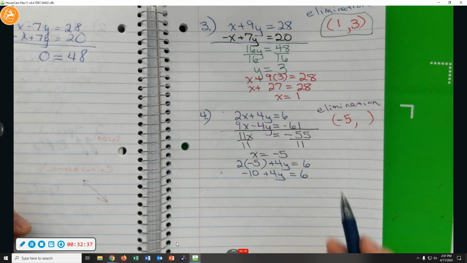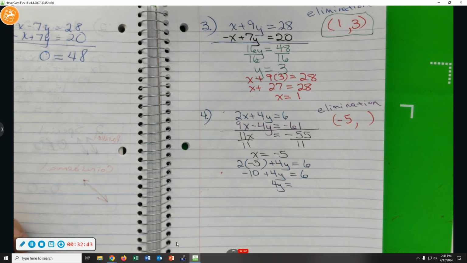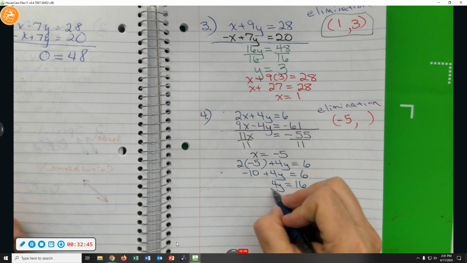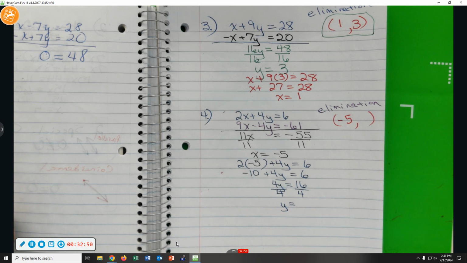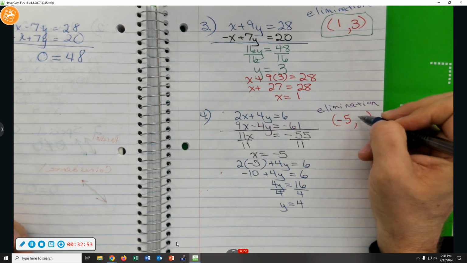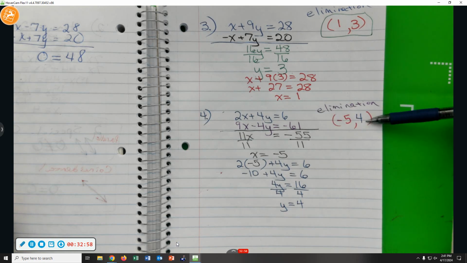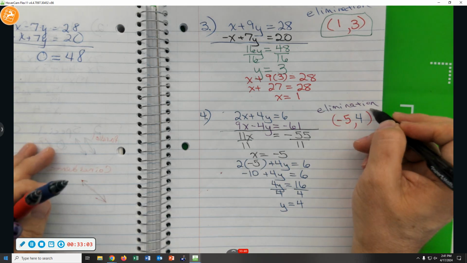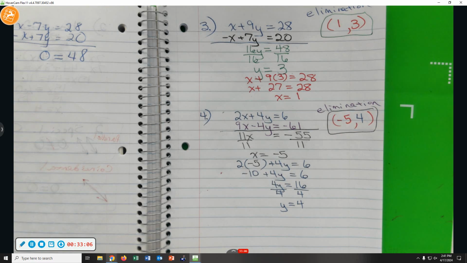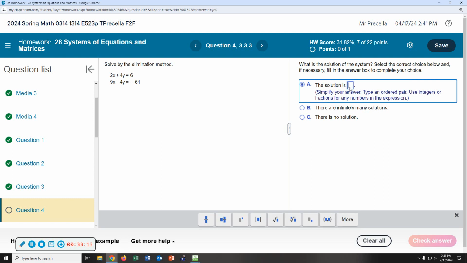I'd add 10 to both sides to give me 4y equals 16, and then divide by 4 to give me y equals 4. So we know if we were to graph these two lines, they would intersect at the ordered pair negative 5, 4. Any questions there? There's one point of intersection.